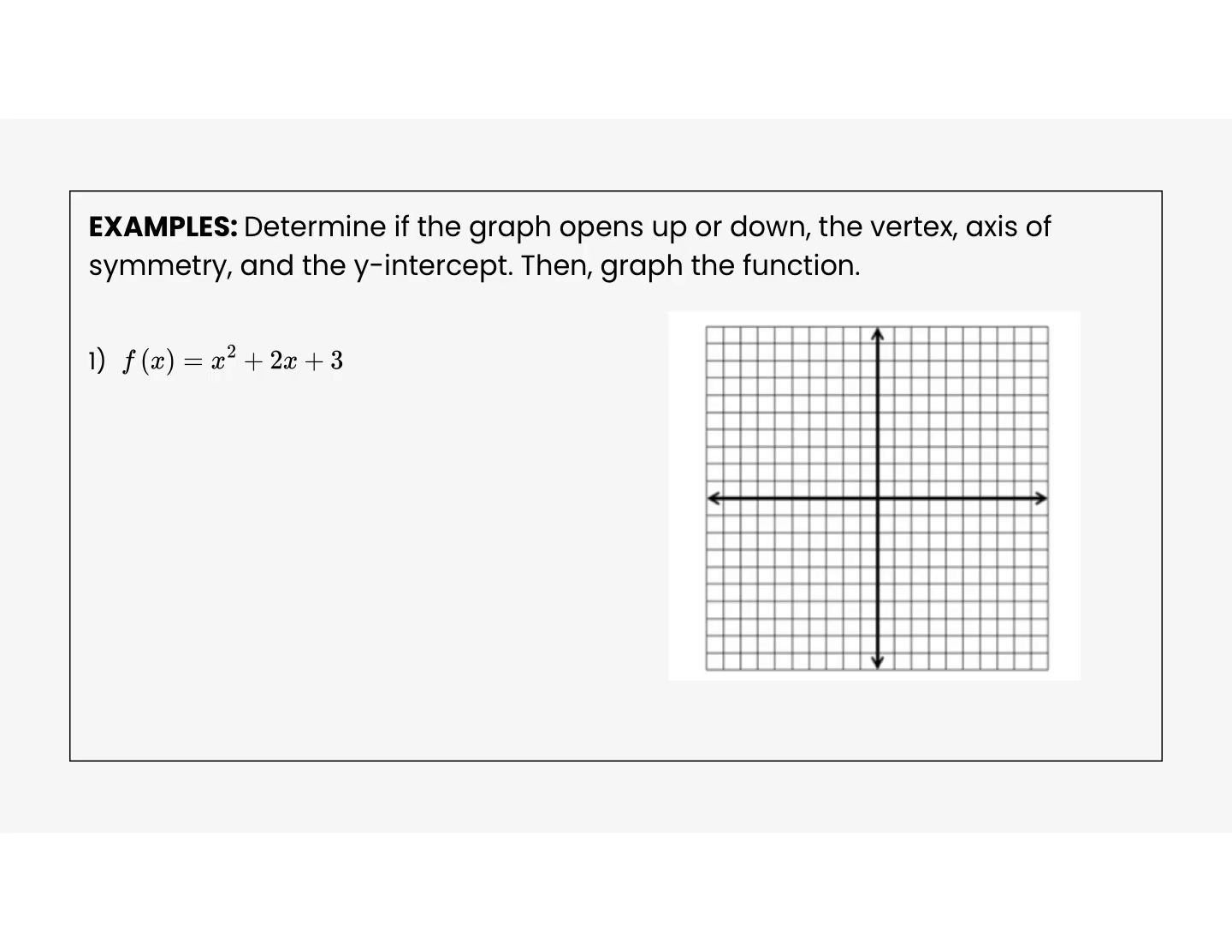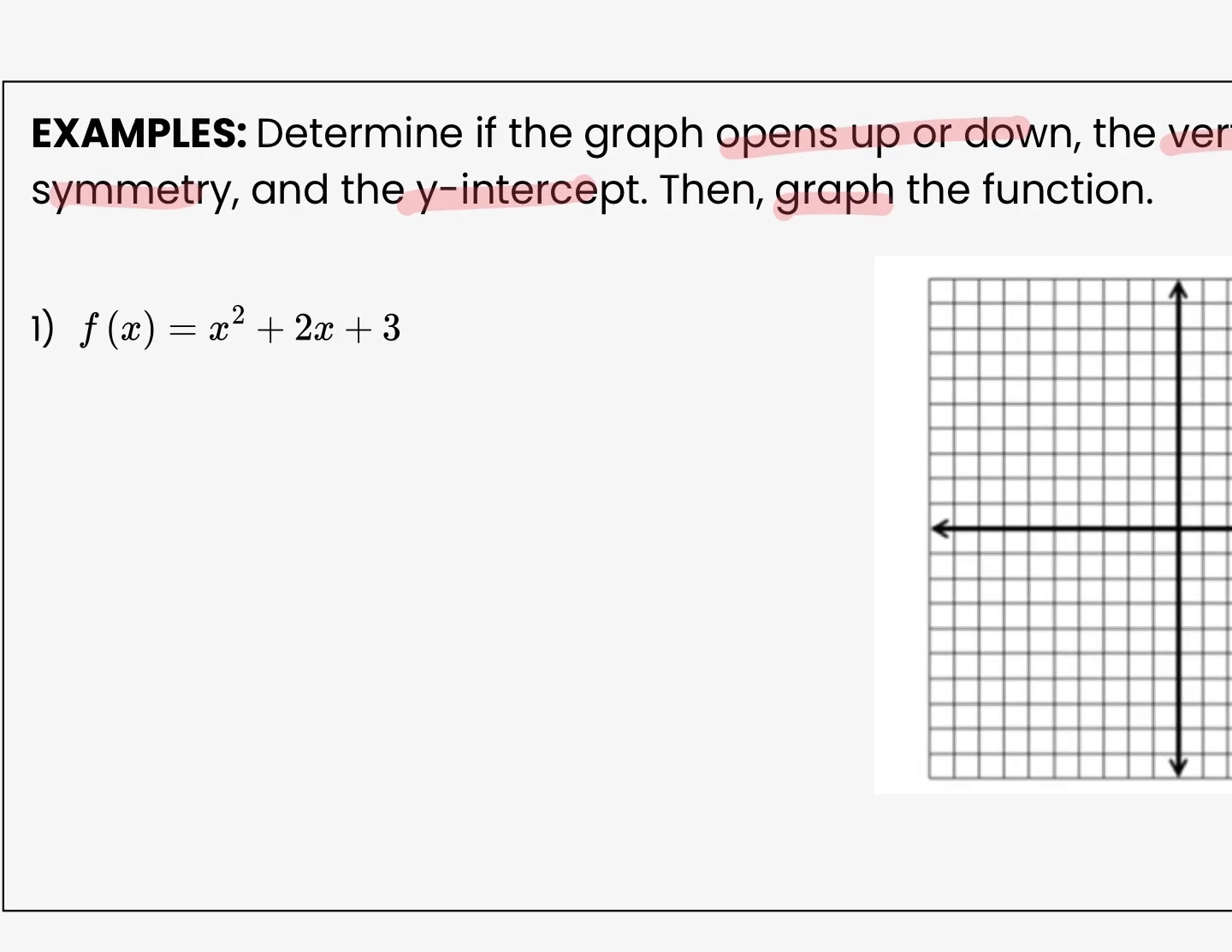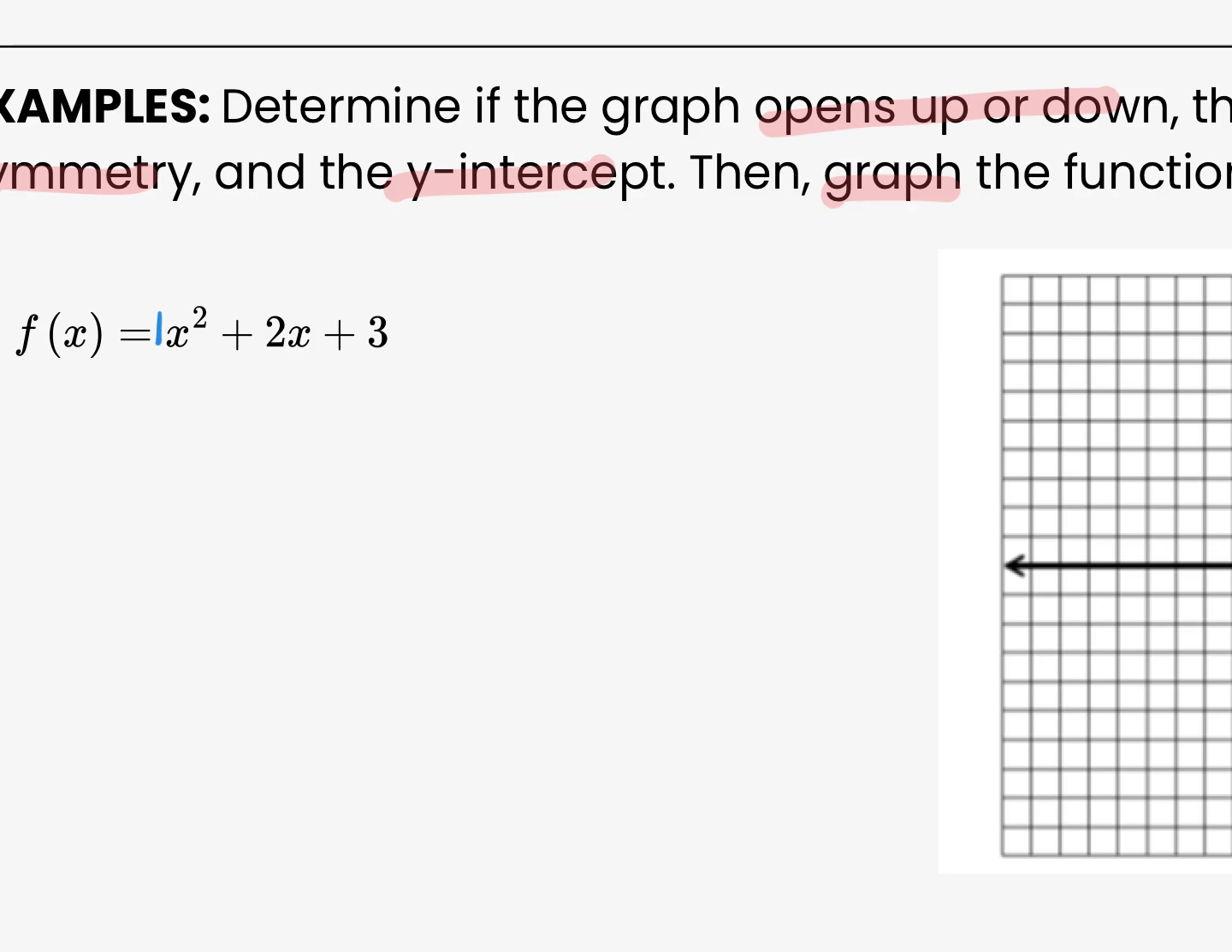Okay, so let's look at an example. Again, we need to pay attention to what we're finding out. So we're saying, does the graph open up or down? What's the vertex? What's the axis of symmetry? And the y-intercept? Then we're going to graph. So just like before, a lot of different things to identify here. Okay, so let's start with, does this graph open up or down? Well, the a value is 1. Remember, anytime we don't see a number, there's really a 1 there. We just don't have to write it. So this graph opens up.